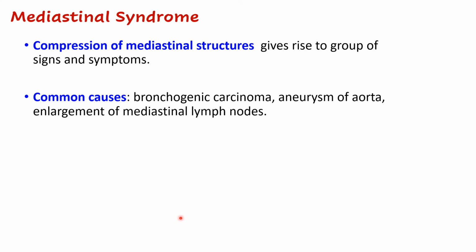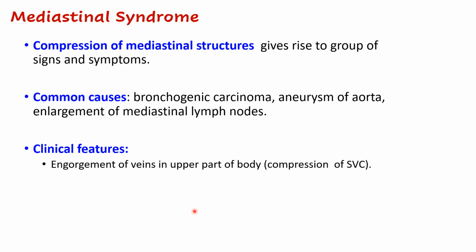So what will be the effect here? What will be the clinical features? First is engorgement of veins in the upper part of the body, especially because of compression of the superior vena cava. Why not the inferior vena cava? Because the inferior vena cava has a very short course. It just passes through the diaphragm and enters the right atrium, right? So none of those structures can compress the inferior vena cava. So the vein mainly affected is the superior vena cava. So there will be engorgement of veins in the upper part of the body; they will become dilated.